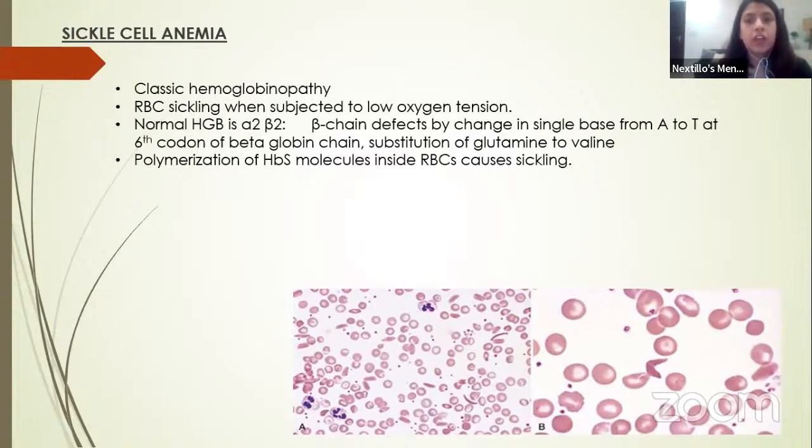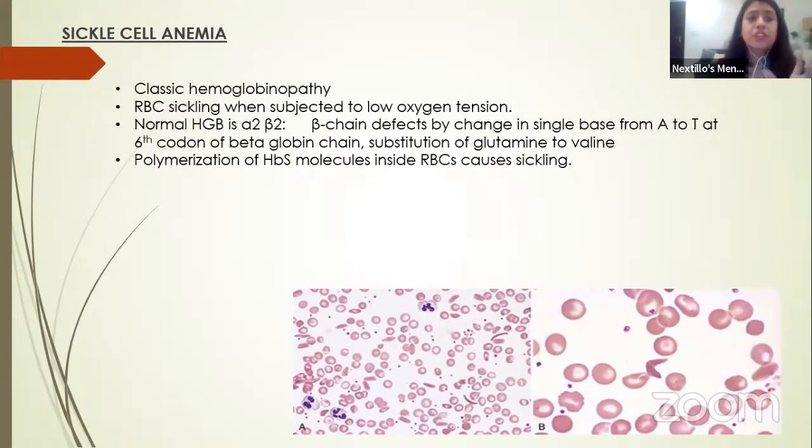So an entire amino acid is changed now. Instead of glutamine in the beta chain, now we have valine. Now, just because of this one small base change, the entire hemoglobin structure changes, and now this beta chain is defective. So these hemoglobin molecules now undergo polymerization. What is polymerization? All the hemoglobin comes together and forms a polymer instead of separate molecules on their own.